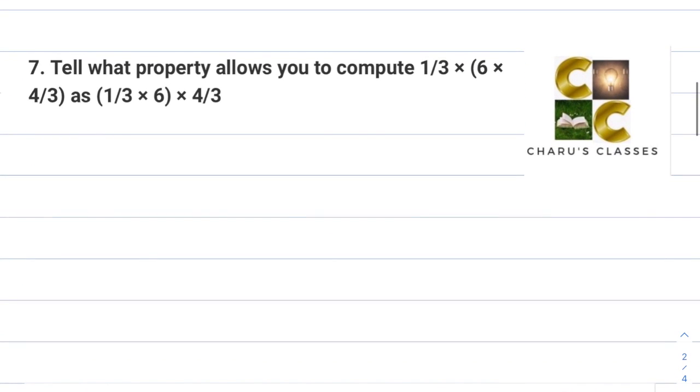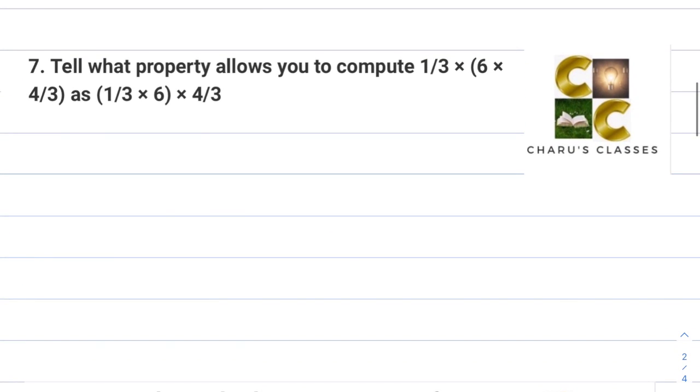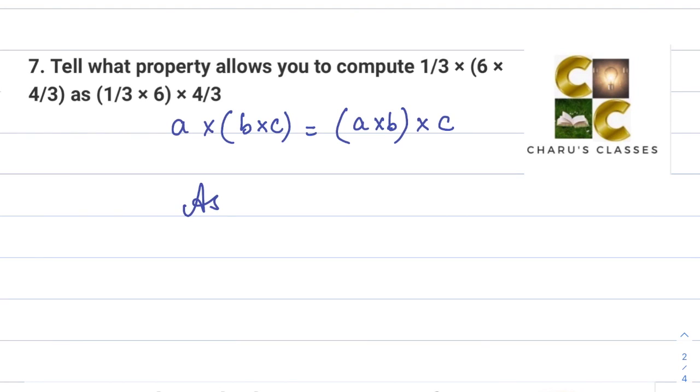Tell what property allows you to compute 1 by 3 into bracket 6 into 4 by 3 as in brackets 1 by 3 into 6 into 4 by 3. तो इसे हम ऐसे लिख सकते हैं कि अगर कोई नंबर है a into b into c, this answer is going to be equal to, अगर हम a into b को ब्रैकेट में लिख के पहले सॉल्व करें and then we multiply it with c. This particular property is the associativity or the associative property. This is the associative property of multiplication.